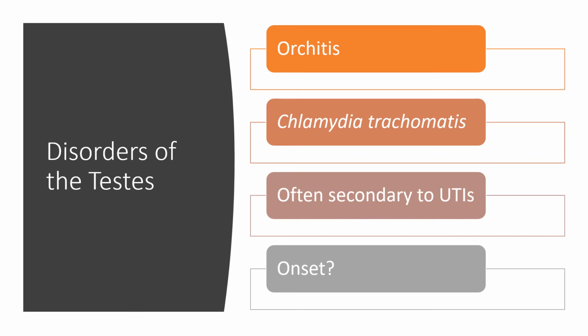Now we're going to move out of talking about the prostate and discuss some of the disorders of the testes. So the first is orchitis, and orchitis is an inflammation of the testes, which can be acute or chronic, and most of the times it's associated with epididymitis, so that could result in testicular pain and swelling, and also unilateral scrotal pain that may radiate to the groin. We'll talk about epididymitis in a little bit.